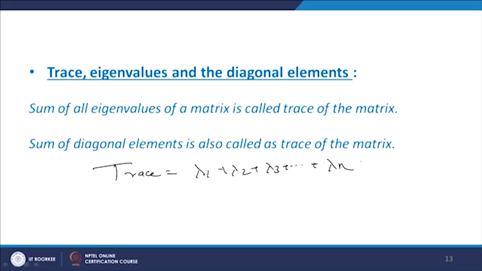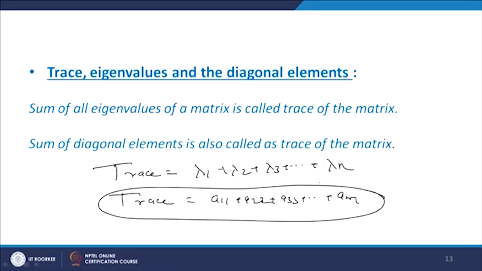Similarly, the sum of diagonal elements is also equal to the trace of the matrix, that is, if you take the diagonal elements, let us say a11, a22, a33, up to ann. This concept, the trace equal to the sum of diagonal elements, we have already used in determining the transfer function from a given state space model.